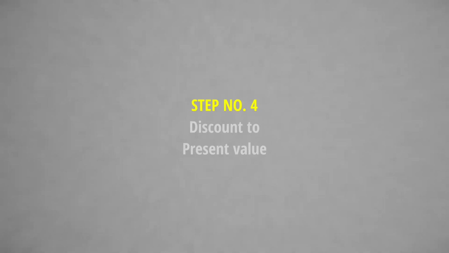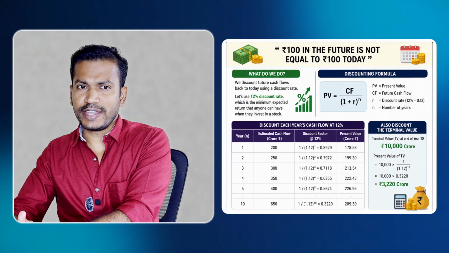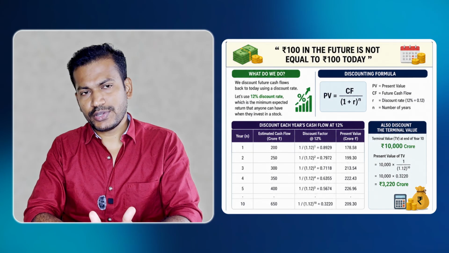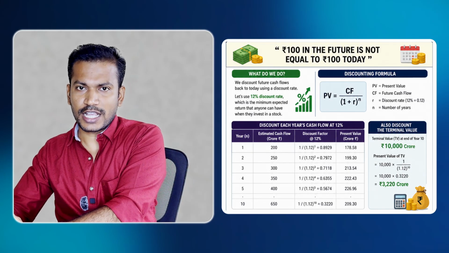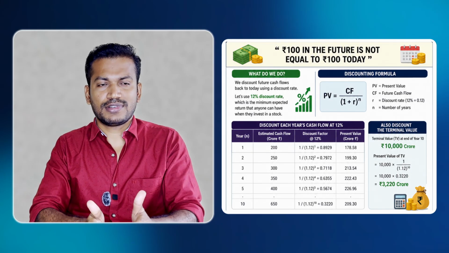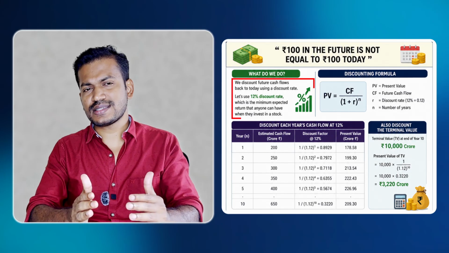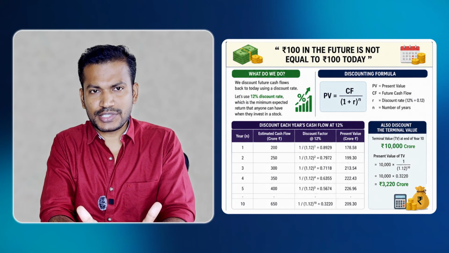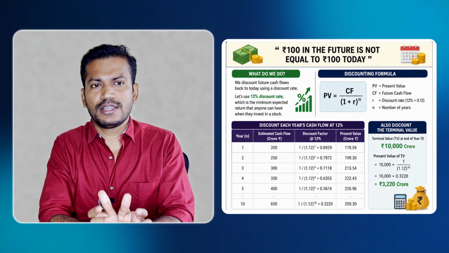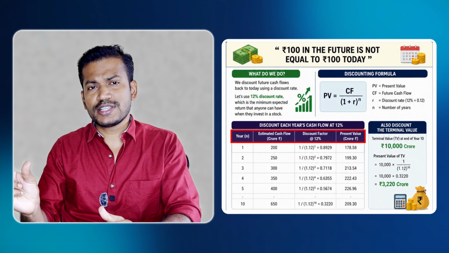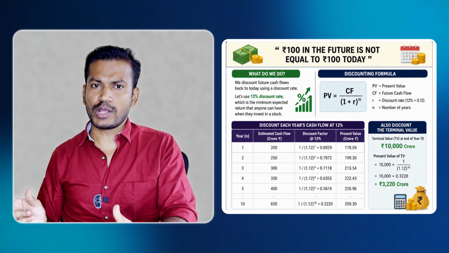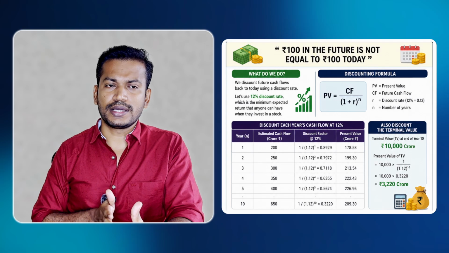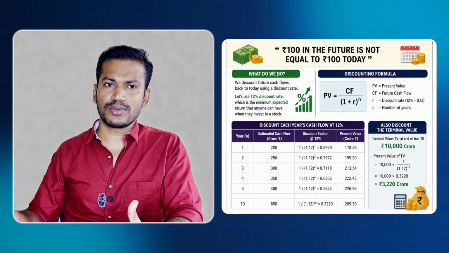Step number 4 is to discount to present value. Money in the future is not equal to money today. So we need to discount all the future cash flows to today's value. For that, we need a discount rate. Let's take a simple 12% discount rate, because that is the minimum return anybody expects when they invest in a stock. So discount each year's cash flow at 12% to find the present value. Also discount the terminal value.